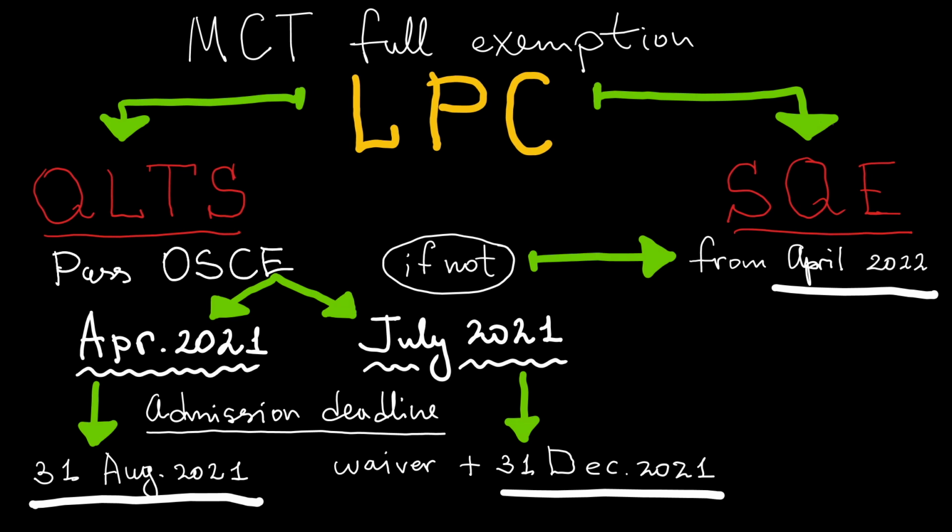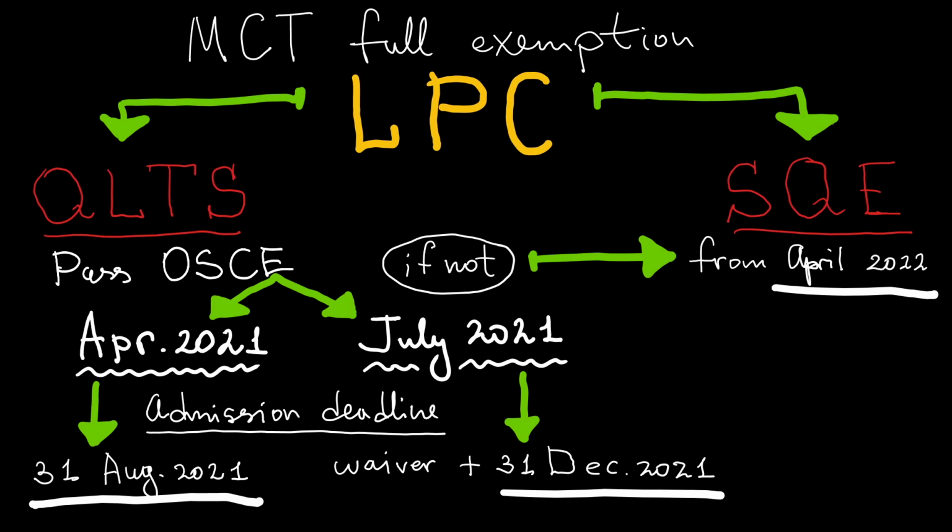So if you are an LPC grad who is qualified in one of the jurisdictions, you have very limited options. You can sit the QLTS OSCE either in April 2021, which is basically the next examination, and then you would have to meet the deadline to apply for admission until 31st August 2021. The results usually take around 3 months, so as soon as you get the results you have to urgently apply to be admitted.